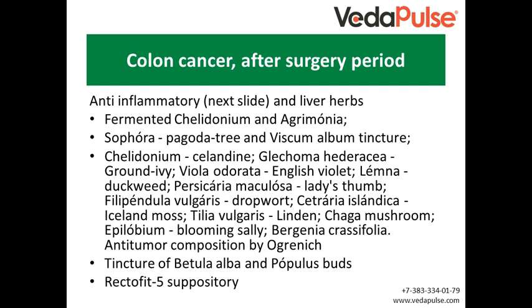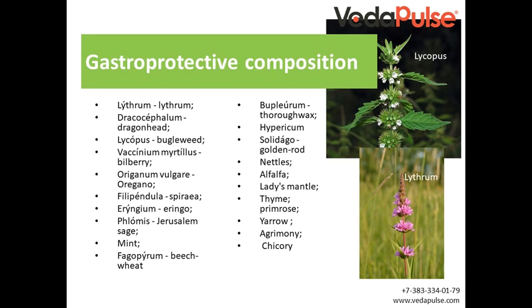And here is the gastroprotective composition developed by Gardeev. I think we have already been talking about that partially. So about the parts of plants, here it goes in the descending order of parts, like Lythrum, Dracocephalum, Leucopus, and Vaccinium. Lythrum is taken 9 parts, Dracocephalum, Leucopus, Vaccinium 4 parts, oregano, Filipendula 3 parts, and others like 2 or 1 part.